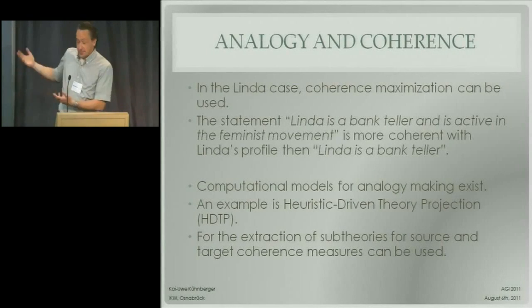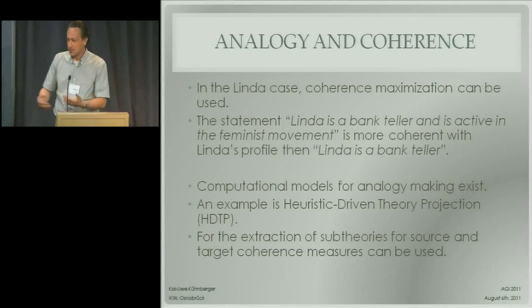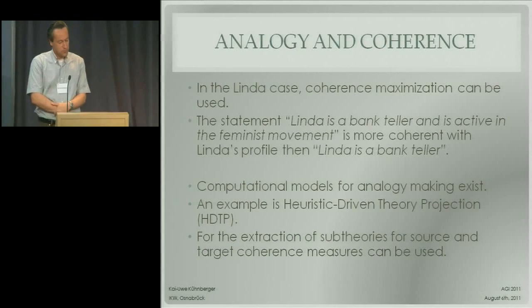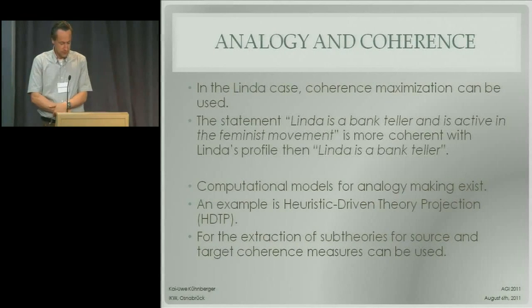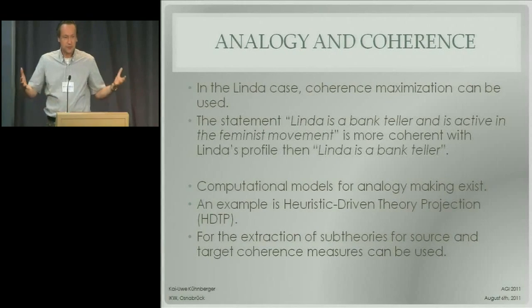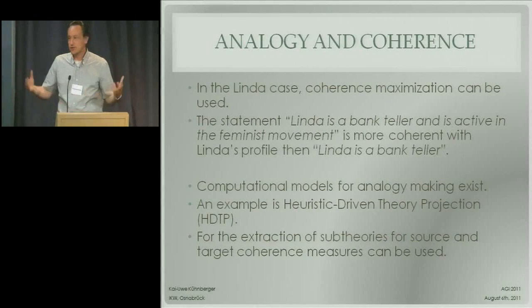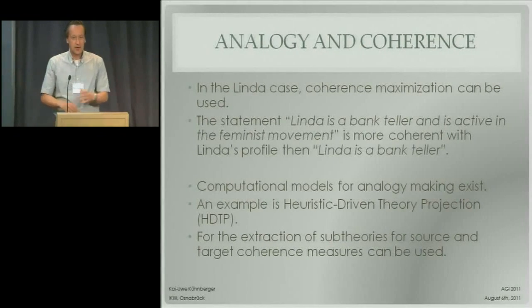And now, to make a long story relatively short, there are computational models for analogy that can be implemented and that were proposed. An example is something we developed in Osnabrück, namely heuristic-driven theory projection, and for the extraction of subtheories for source and target domains in order to establish analogical relations. And a reasonable thing to do is to relate this to coherence measures and to use coherence measures in order to get better subtheories for source and target.